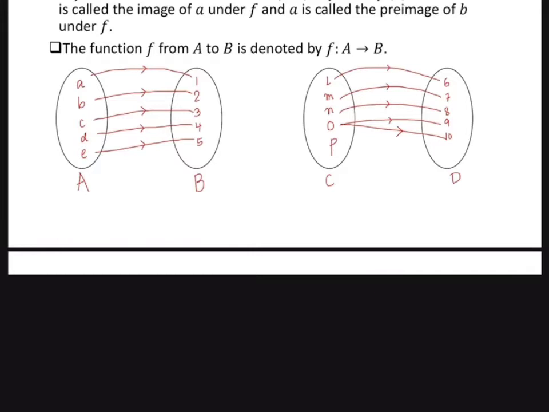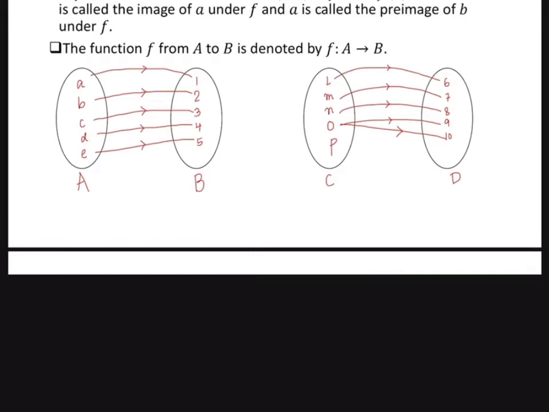Okay. Now you see here, A, the image is what? 1. B, the image is what? 2. C, the image is what? 3. D, the image is what? 4. And E, the image is 5. Understood? Acha, I have already told you about image, right? Yesterday, last class in relations, right? Yes or no? 1 is an image of A, 2 is an image of B, like this. Yes or no?